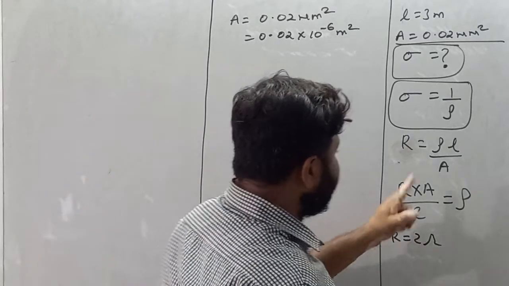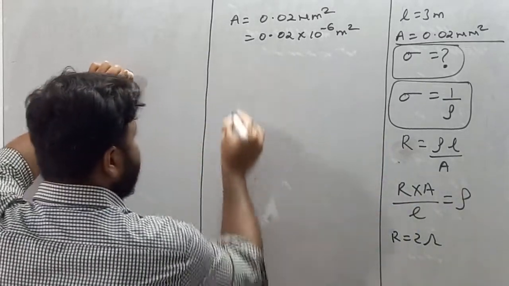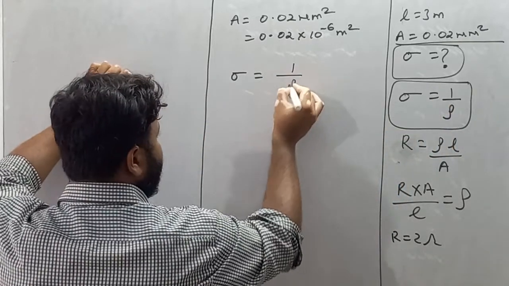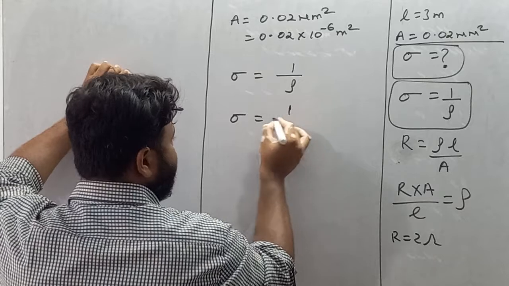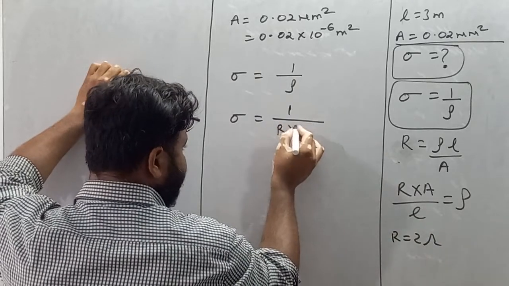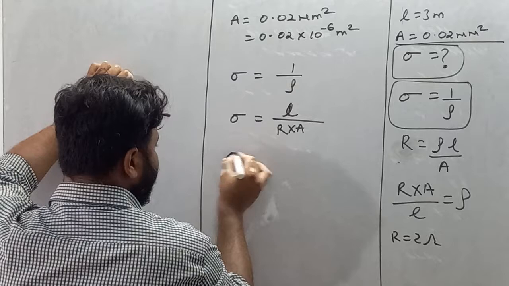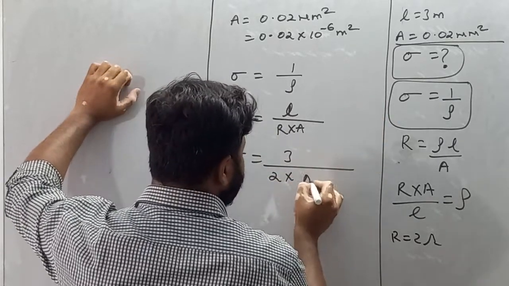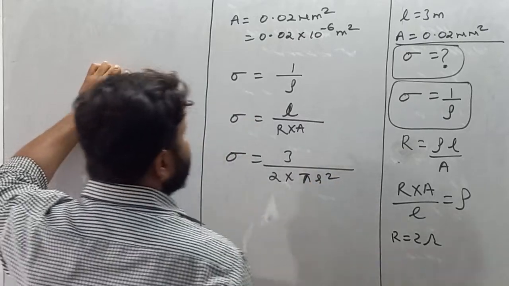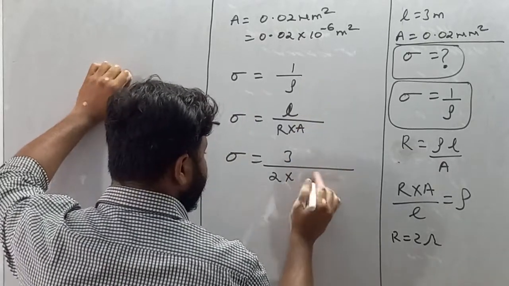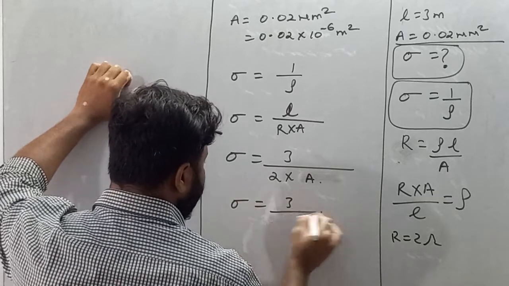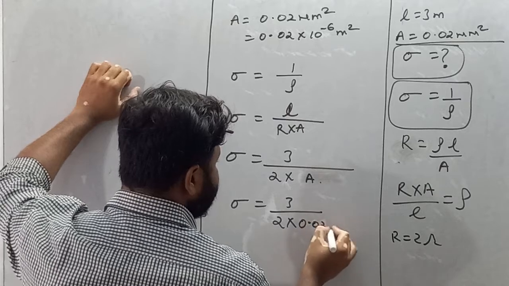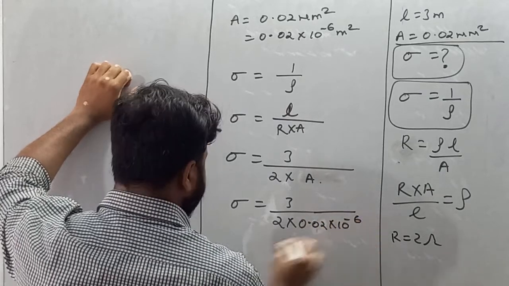Now find the value of conductivity, dear student. Sigma is equal to 1 by rho, which means sigma is equal to L divided by R into A. The length of the conductor is 3, resistance is 2. The area must be pi r square, but the area is given itself, so why take the value of pi r square? So it is 3 by 2 into the area, 0.02 into 10 raised to the power minus 6.